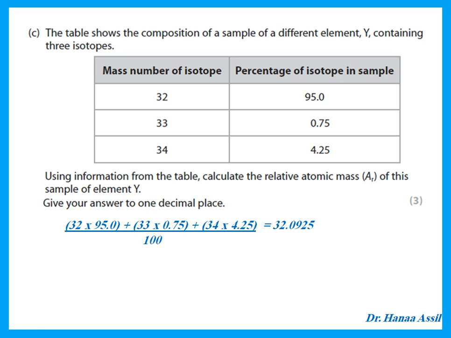This gives me a number, 32.0925. But that's not my answer. Always pay attention to what he says. Give your answer to 1 decimal place. Again, you need to round up. So this to 1 decimal place is 32.1, not 32.0. You should all know how to round up a number. Okay?